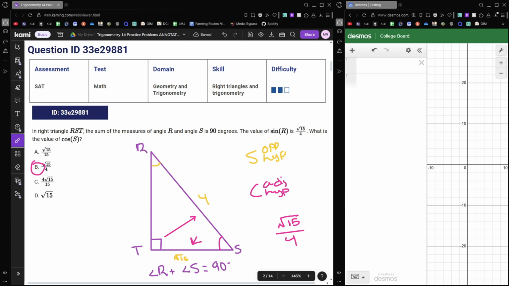So I think you could tell here, but whenever you have two angles that add up to 90 degrees, the sine of one angle is going to be equal to the cosine of the other. So here, since angles R and S add up to 90 degrees, that means that the sine of R is equal to the cosine of S, and then the cosine of R would be equal to the sine of S.